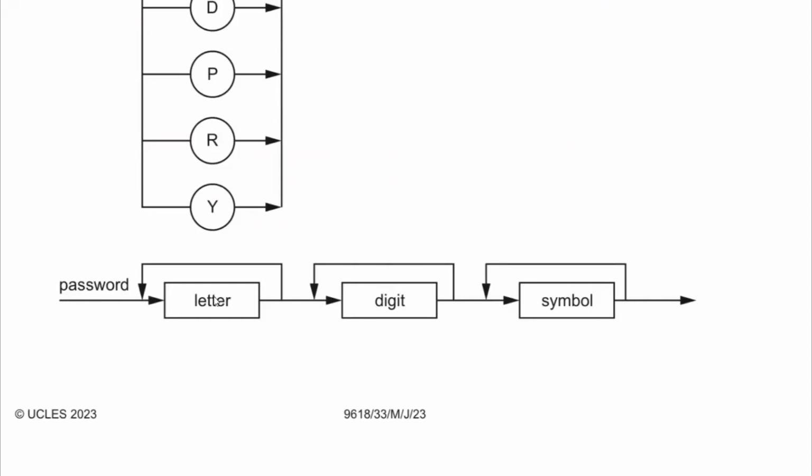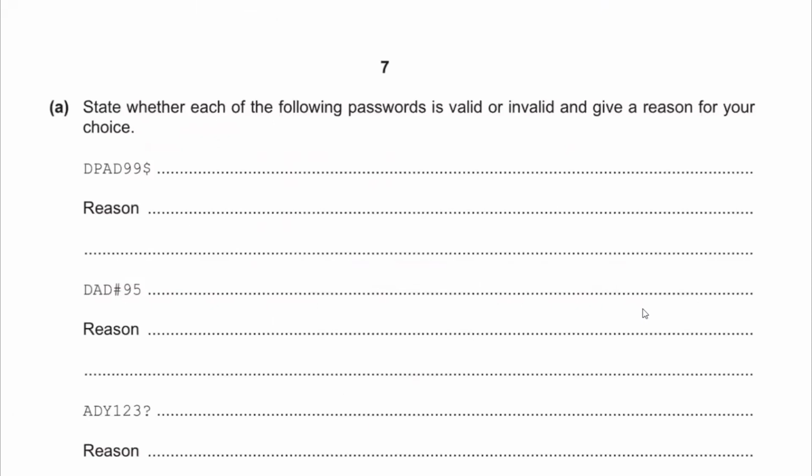The password is letter, digit, symbol. Now, the letters can repeat. The digits can repeat, and the symbols can repeat. It starts with a letter, by the way, followed by a digit, followed by a symbol. It's not like it can start with a digit or a symbol because we don't see the downward arrows or the upward arrows pointing to the digits. So let's do this question. DAD 99 symbol, right? By noticing this, we can definitely say that, yes, this is valid.